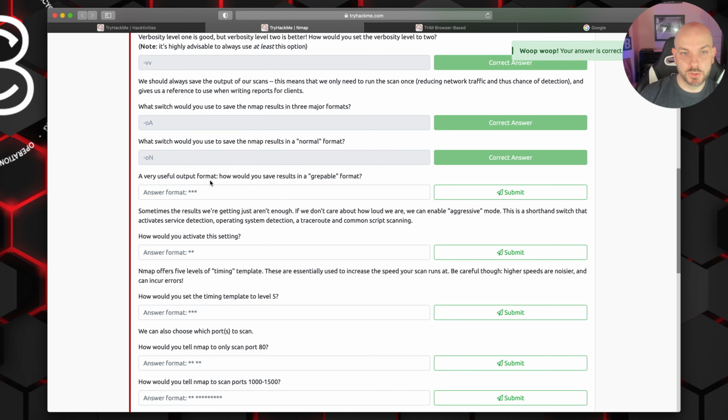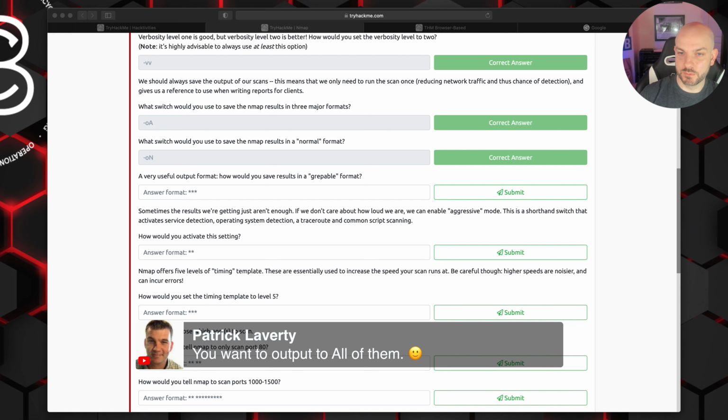Very useful output format. How would you save? Let's see. You want to output to all of them. I mean, that makes sense that way, depending upon what you're going to be using to look at them. Gives you some options there for sure.